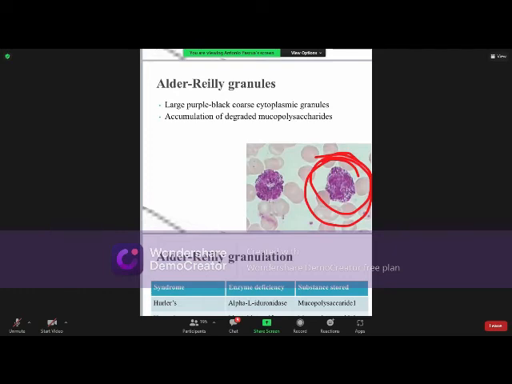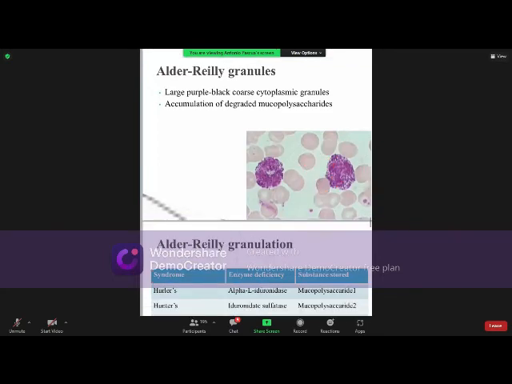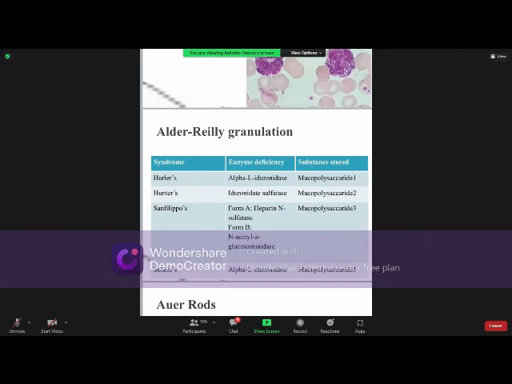Okay? So sir, will it affect the function of my white cell? Yes. The white cell can no longer function properly to destroy a foreign organism because of this accumulated mucopolysaccharides. Okay? And up to some extent, with these enzyme deficiencies, having Alder-Reilly anomaly, or accumulation of these mucopolysaccharides within your cell may then result in mental retardation.